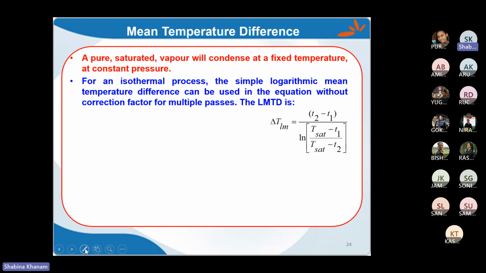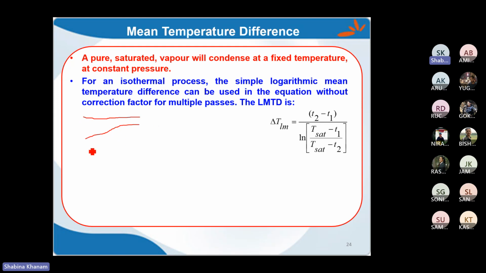If I draw the temperature profile, it will be like this. On the saturation side, it will be the constant condensation temperature. However, for the other side it will be a change in sensible heat. So in that case you will have to find out the LMTD, and that should be simply calculated by this. Okay, LMTD you can find out.